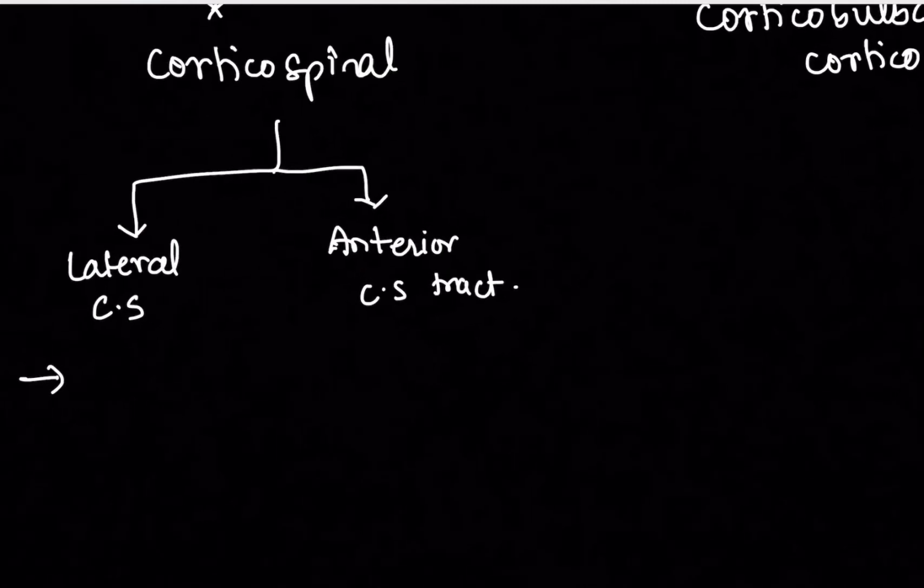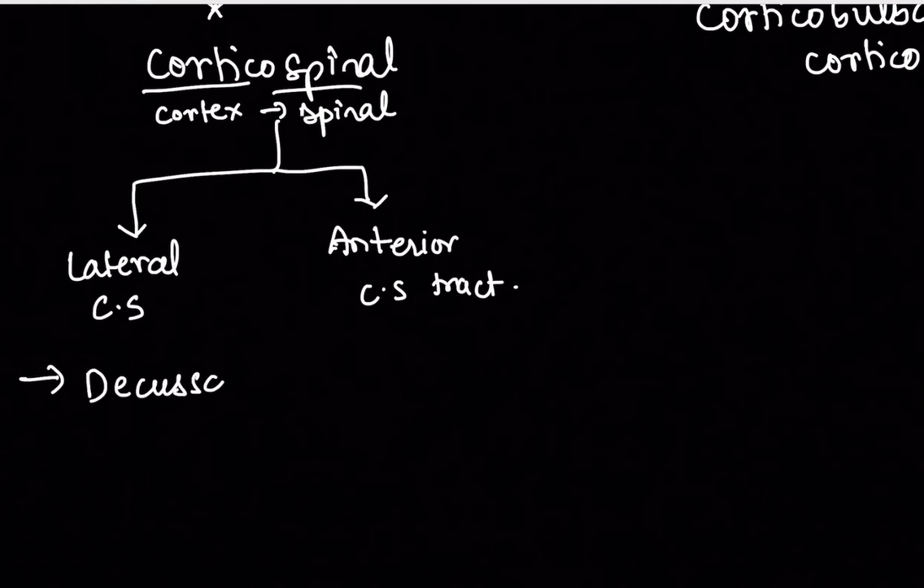Now why is it termed corticospinal? From the cortex to the spinal cord. So such a tract was named the corticospinal tract. Now you have a lateral one and an anterior one. The lateral one decussates, that is, it will cross over, whereas the anterior one does not decussate. Understood?